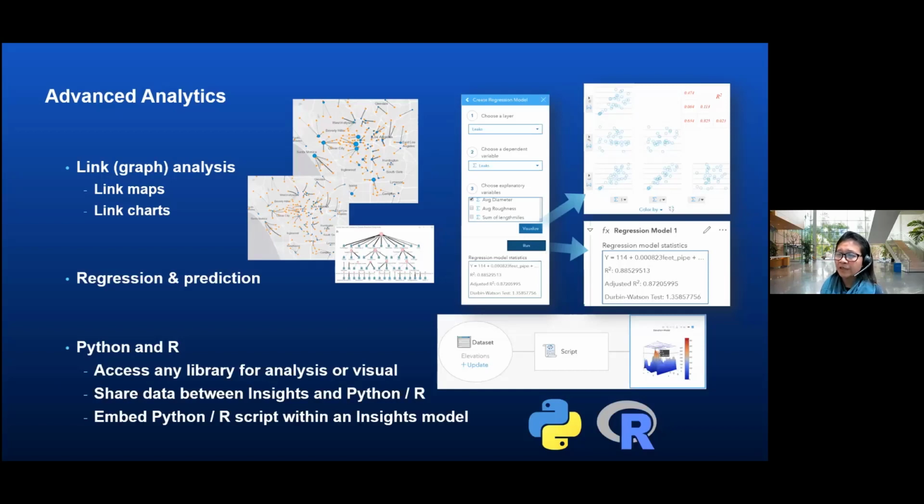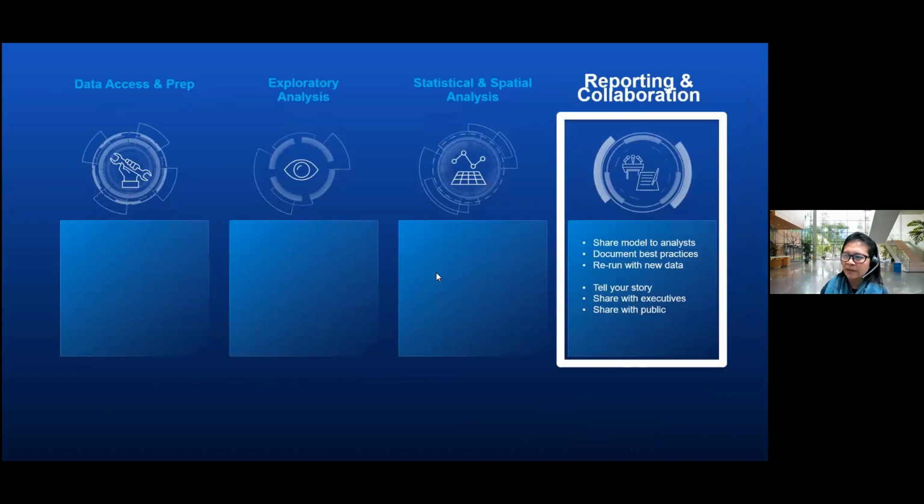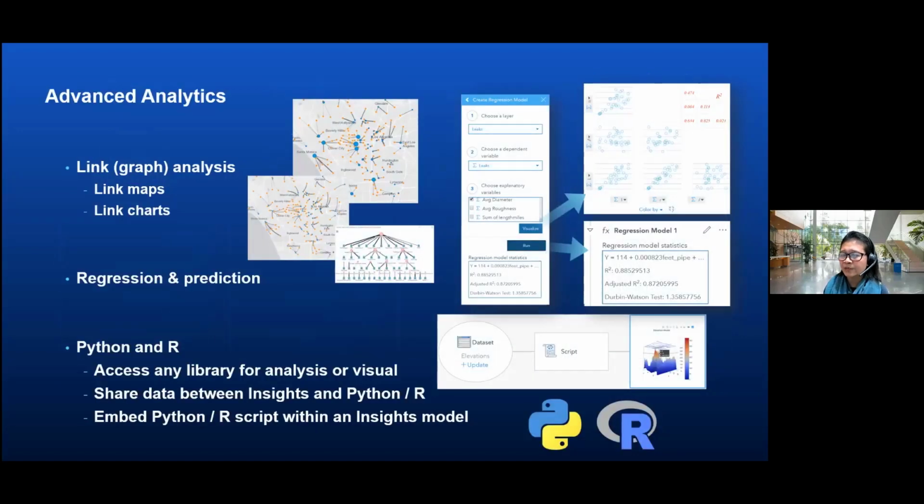Access the library for analysis or visual, and you can share data between Insight and Python and R, and then use it in the Insight model. Now for this one, I think I have the slide on that. Okay, for the Python and R scripting, we only make it available for the desktop version of ArcGIS Insight. So if you work with ArcGIS Online or ArcGIS Insight, that option is not available. But you should be able to get the license if you want to install it in the desktop.